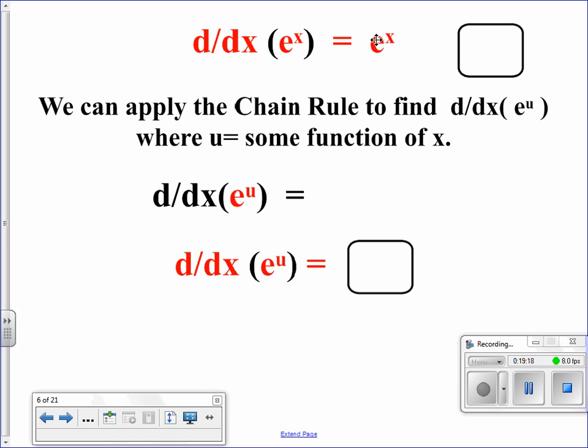You can handle it. If the derivative of e to the x is e to the x, what's the derivative of e to the u? E to the u, right? But remember, when you use the chain rule, you just take the derivative of the outer function, but then if what you plug in is not just x, it's some function of x, u, what do you have to multiply by?